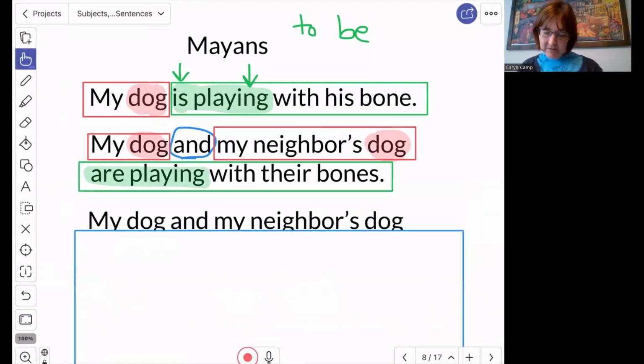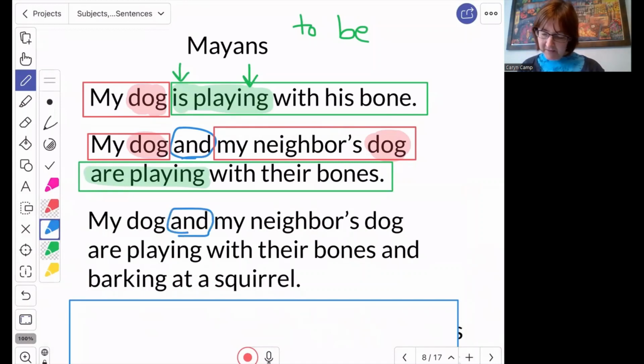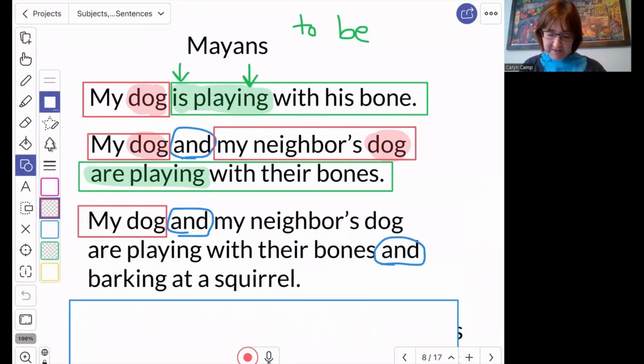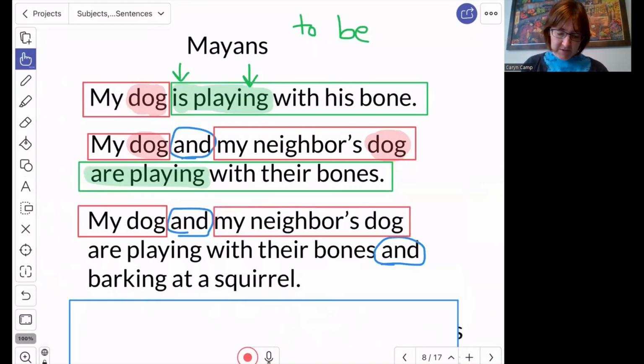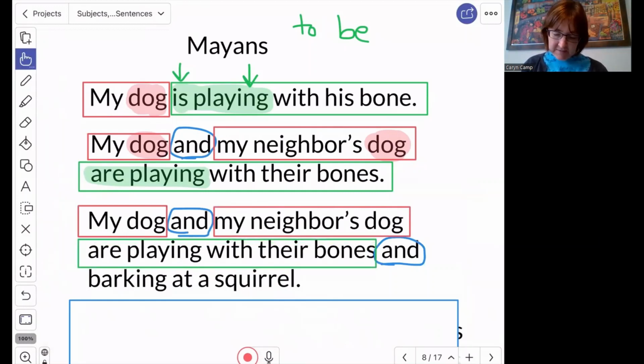All right, now here's our next sentence. It gets fancier. My dog and my neighbor's dog are playing with their bones and barking at a squirrel. So let's find our ands first. Okay, we have one here and we have one here. Okay, who's our sentence about? Well, my dog is subject number one. My neighbor's dog is subject number two. What are they doing? Well, they're doing two things. They are playing with their bones, and they are barking at a squirrel. So they're doing two things.